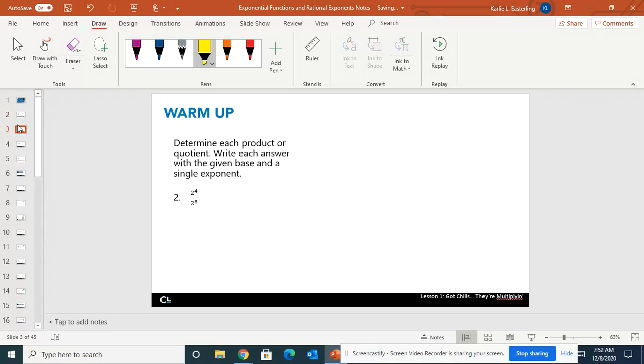For number 2, this is division. So whenever you're dividing these things, your base is a again to the x power, base is a again to the y power, and your result will be that base a to the x minus y. So what we're doing here is we have a base of 2, and then we have 4 minus 8, which gives us 2 to the negative 4th.